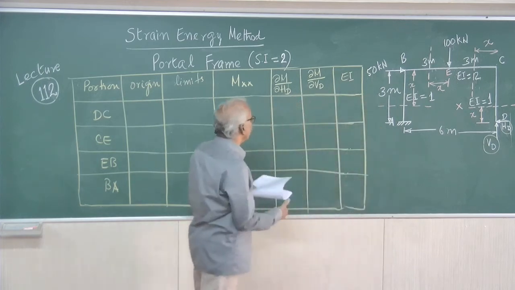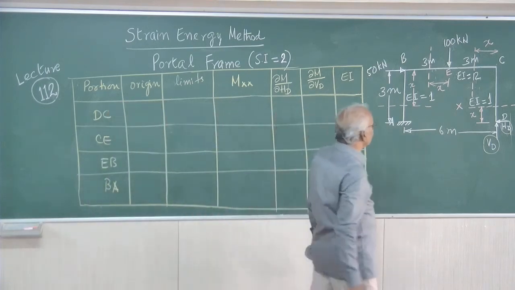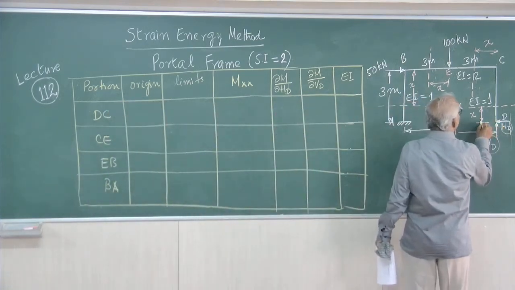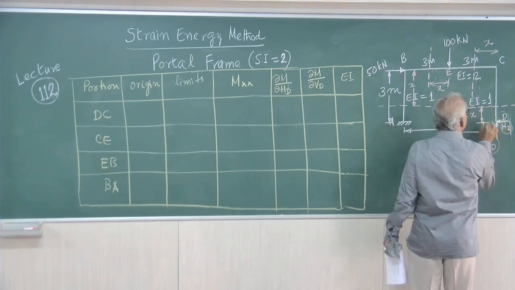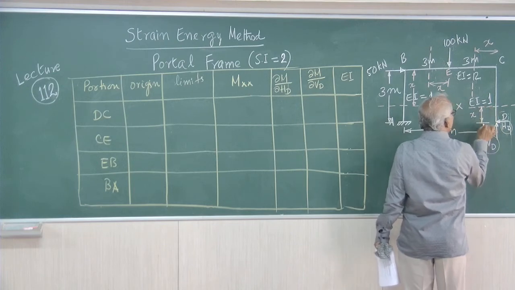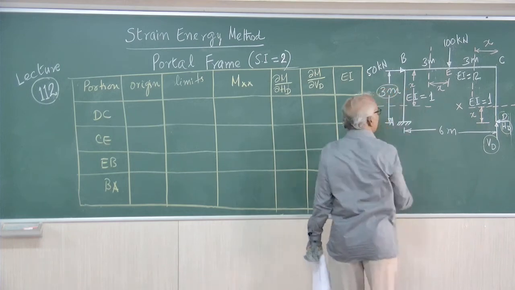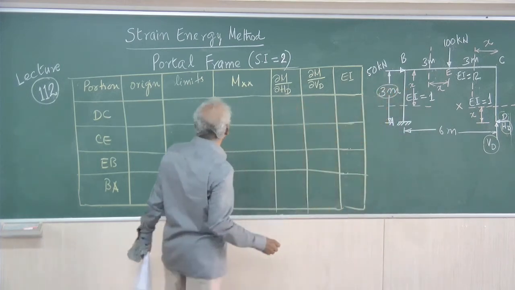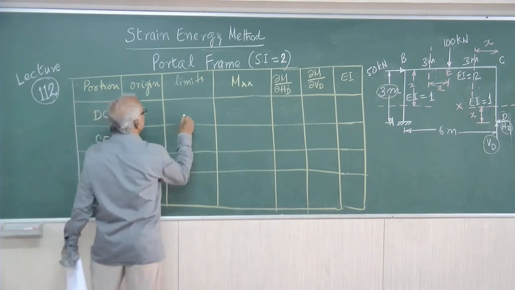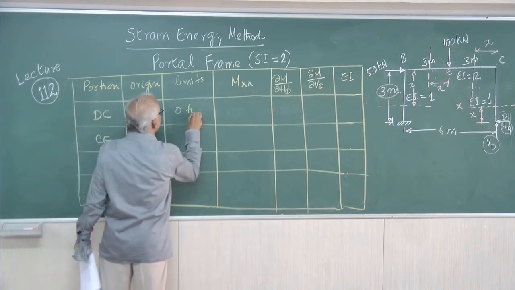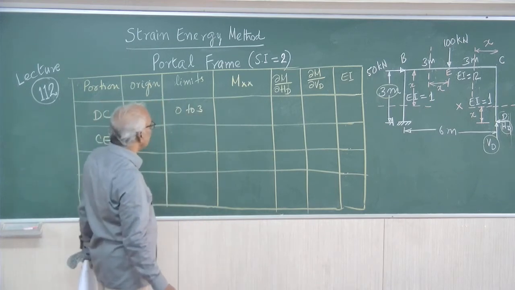Now, portion DC. In DC we have started measuring x from the point D. So the origin is D, with limits 0 to 3 meters, because the height of the column is 3 meters, the length of the member DC.